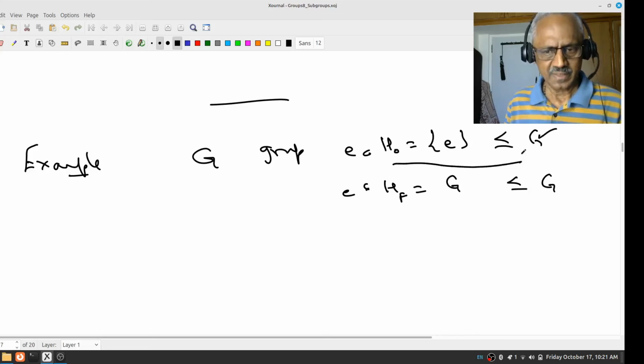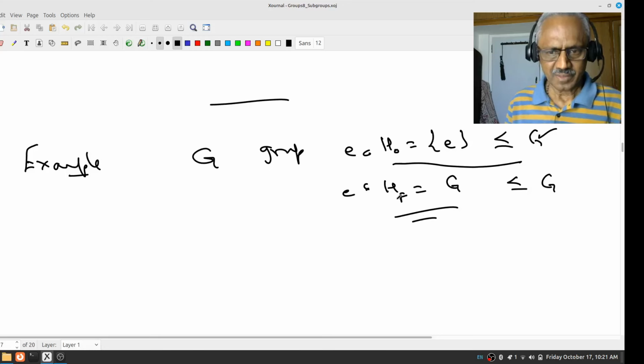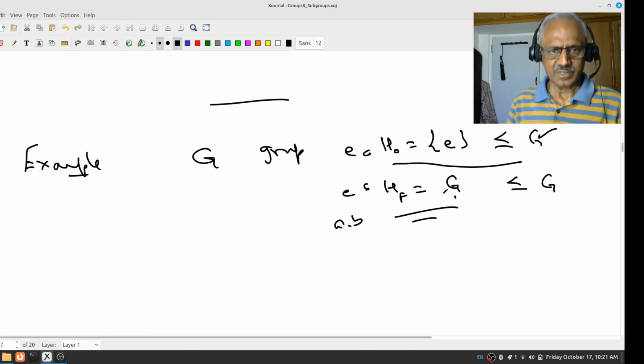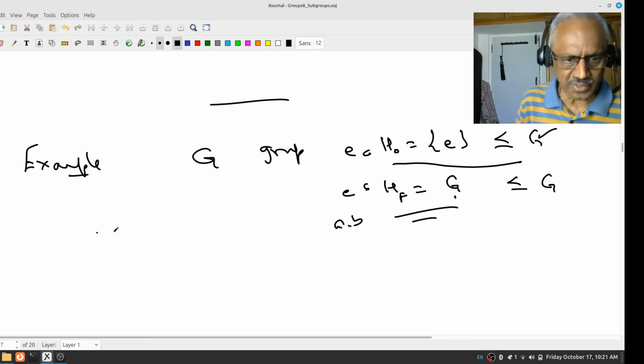Is that clear? Now the whole group requires nothing, right? Because G is a group, take any two elements A and B, then A dot B has to be in G. Since G is a group, if A is an element of G, then the inverse exists, that is A inverse belongs to G. These are called trivial subgroups.